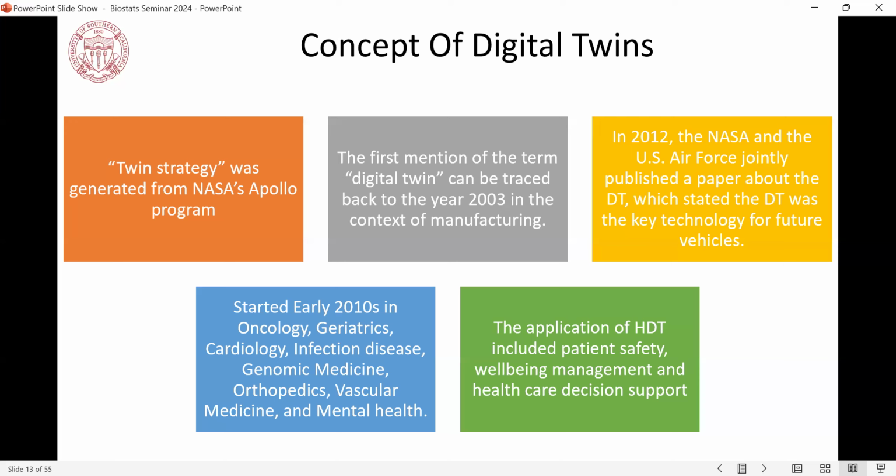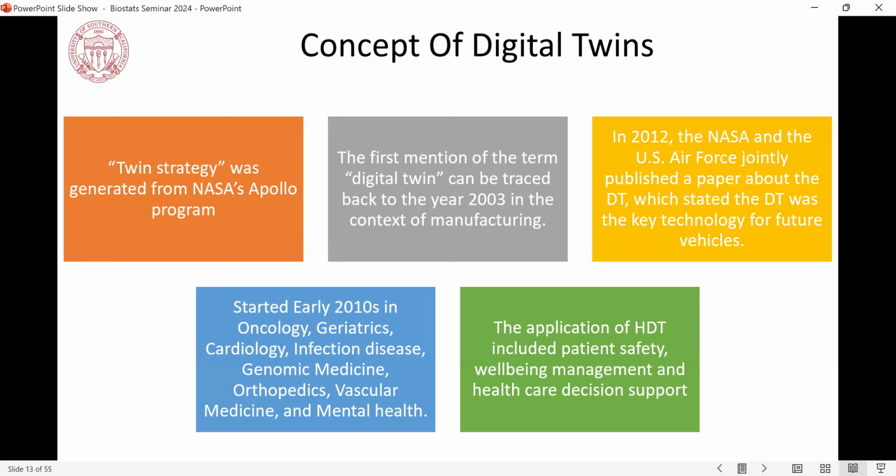So this concept was first introduced to the manufacturing or industrial world in the year 2003. The term digital twin was officially published in 2012 by NASA and the Air Force. Then around 2010-ish, it was introduced to the medical field. After that, oncology, geriatrics, cardiology, infectious diseases, many fields started to use this term.